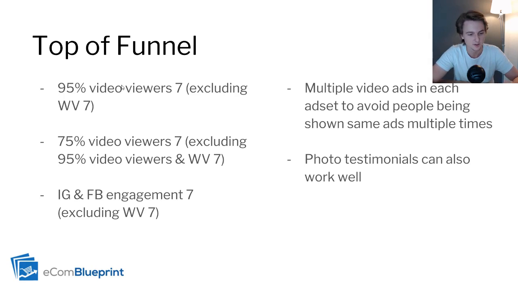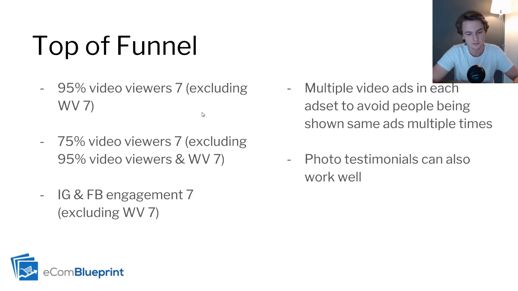So these audiences include 95% video viewers, 75% video viewers, and people who've engaged with your social profiles. Now, the way that I like to set this up is I like to target people who've engaged in the last 7 days. This window, you can really choose based on how long you think it'll take to get a sale. So some people like to do 3 days. I like to do 7 days.